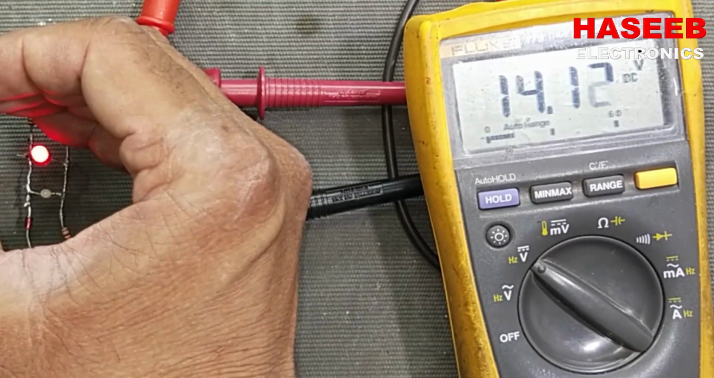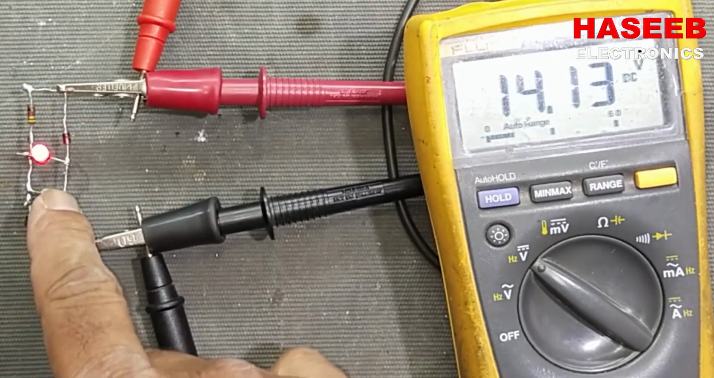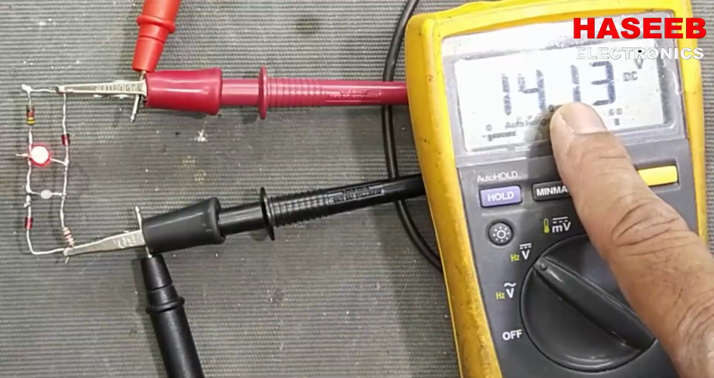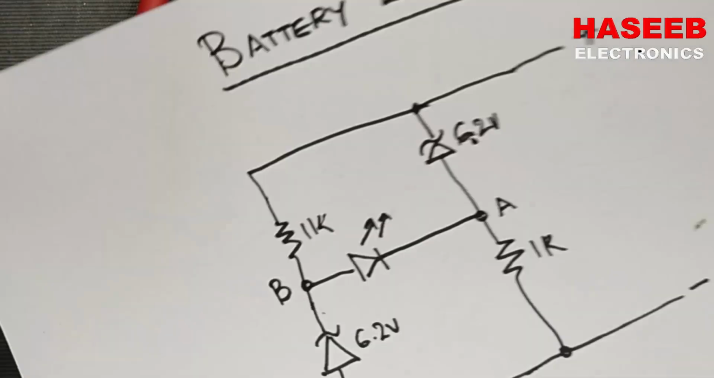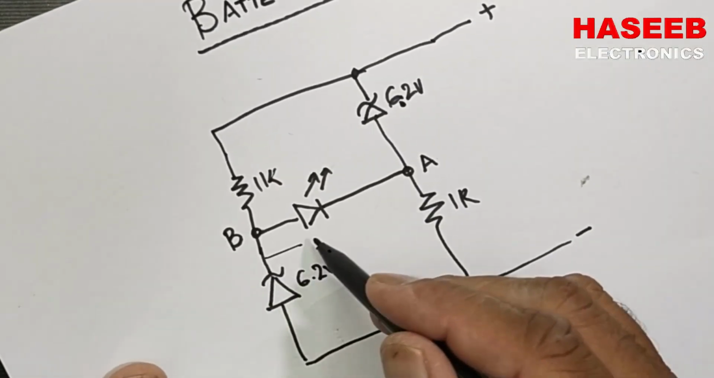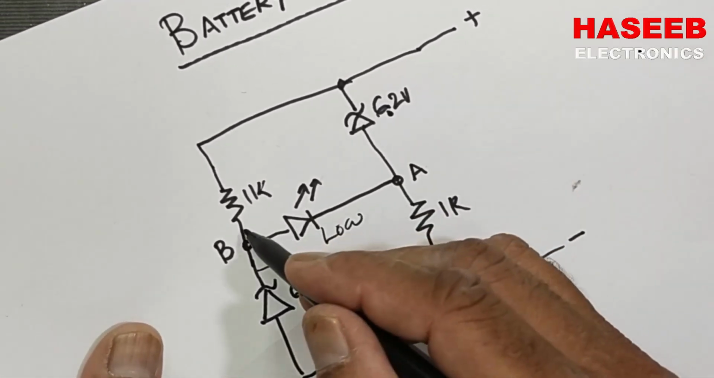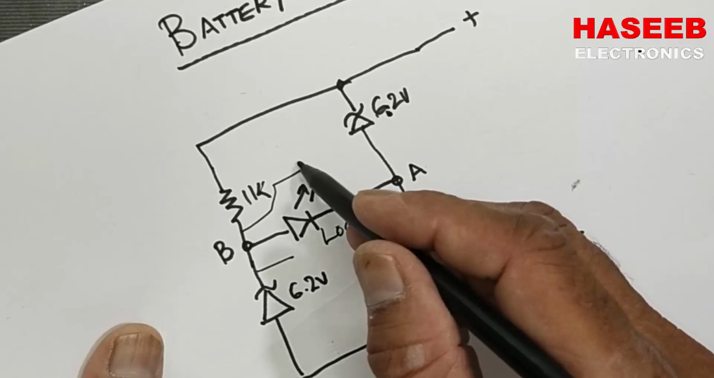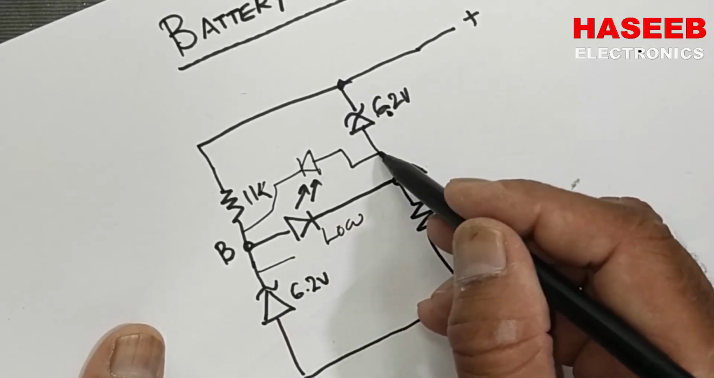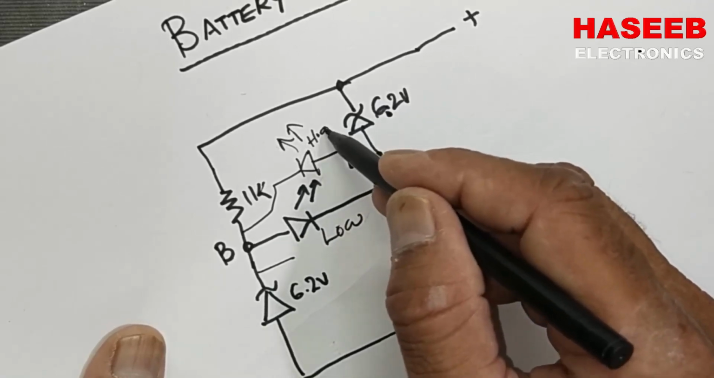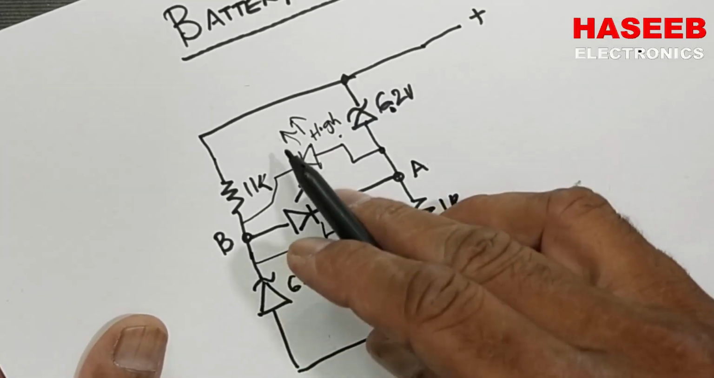When it reaches 14 volts, it will give a high indication that the voltage is high. The battery is charged. Adding this LED, this is low level, and we can connect also, it is high. Low and high level detector.